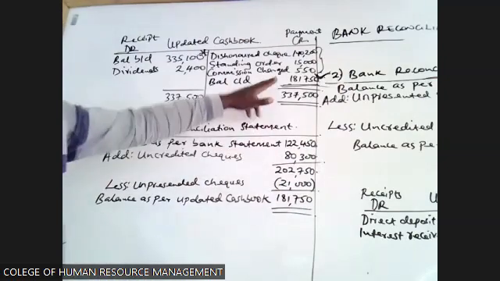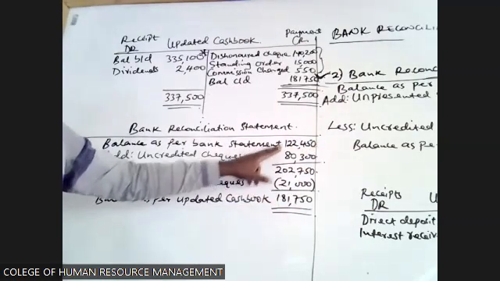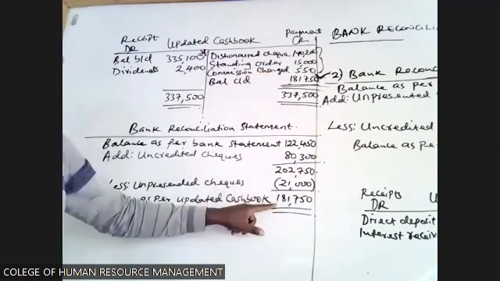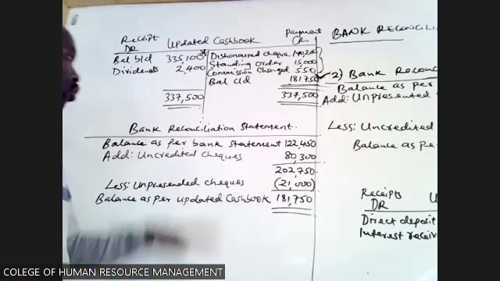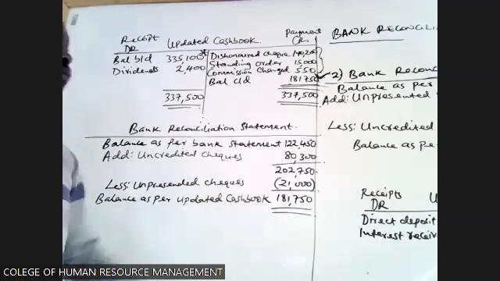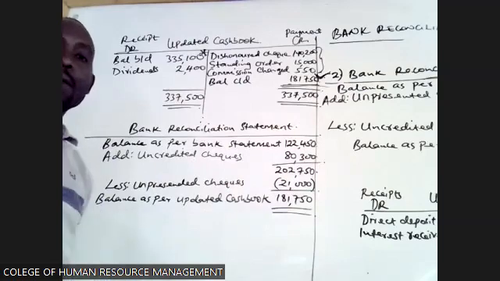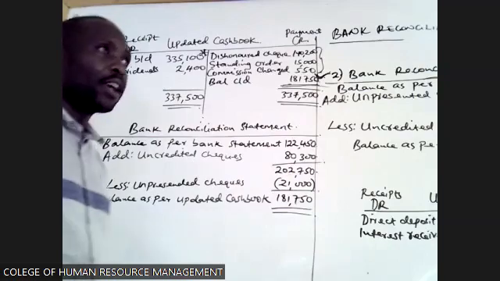So you can either start with this to get this at the bottom, or you can start with the balance as per the bank statement to find out whether you arrive at the balance as per the updated cash book. Any can do. You are only supposed to do one reconciliation. If you use format 2, don't use format 1. If you use format 1, don't use format 2. Both are correct.